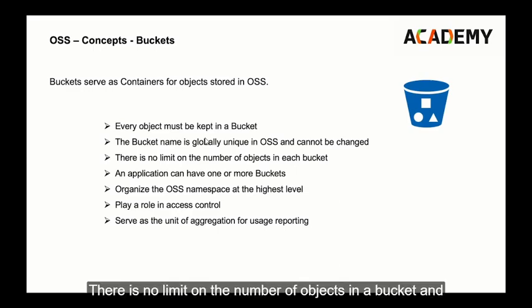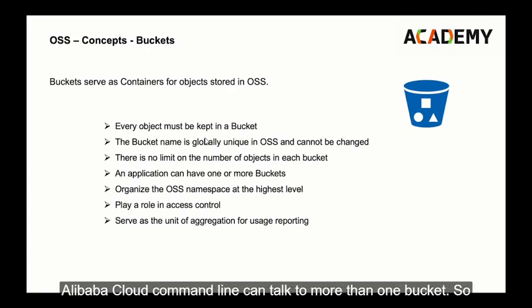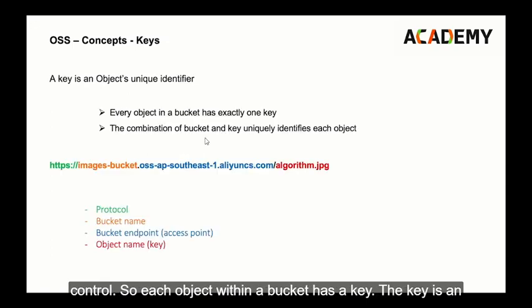There is no limit on the number of objects in a bucket. An application, a third-party application that you write or the Alibaba Cloud command line, can talk to more than one bucket. So you can communicate via the OSS API with each of your buckets. Buckets are how we organize the OSS namespace at the highest level, and they're also how we do usage reporting and access control. Each object within a bucket has a key. The key is an object's unique identifier. The combination of the bucket name and the key uniquely identifies any object within the entire OSS service.